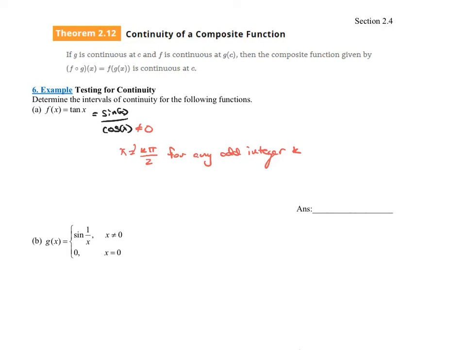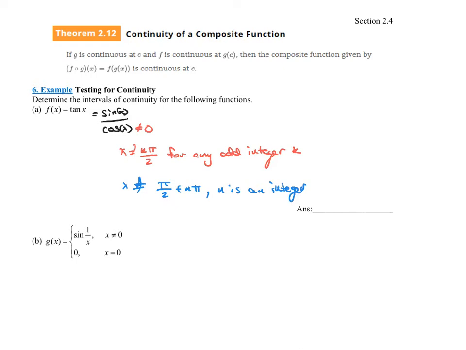If you look in the book, they have it written a little bit differently. They have x cannot equal pi over 2 plus n pi, and then here they have n as any integer. Okay, and it's the exact same thing, just written a different way. I said odd integers, they say integers, but it doesn't matter. That's not what they asked here. That's where is it undefined?